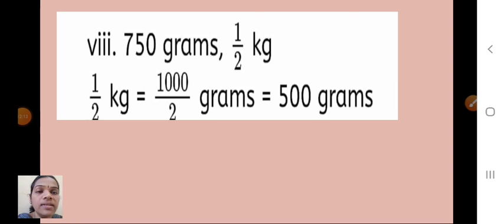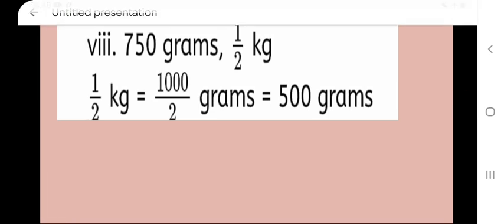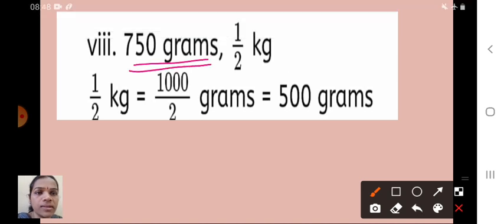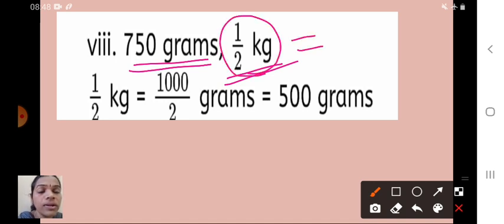Shall we go to next one now? Next one is, see here children, 8th one is 750 grams and half kilogram. One is gram, one is kilogram. We have to convert this different unit into same unit. How we have to convert? Half kilogram is equal to what? 1 kilogram means 1000 grams. That means half kilogram is equal to 500 grams. So now we have to find the ratio of 750 grams and 500 grams.